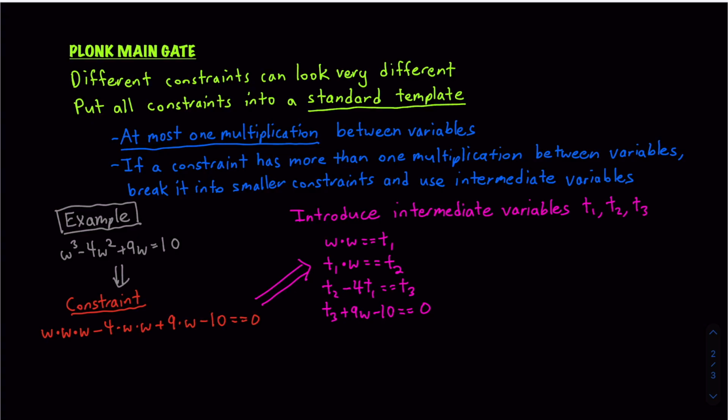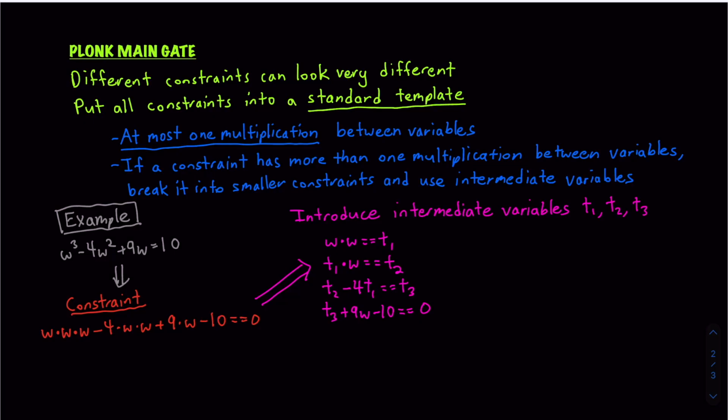Now each constraint has at most one multiplication between variables, just like the template requires. And together, these four smaller constraints are equivalent to the original one. If all four are satisfied, then the original constraint is satisfied. Originally, with a single big constraint, the prover only had to provide a value for w to prove knowledge, since that was the only variable. Now, because we split it into smaller constraints, the prover needs to provide values for w, t1, t2, and t3. These values are called witnesses.